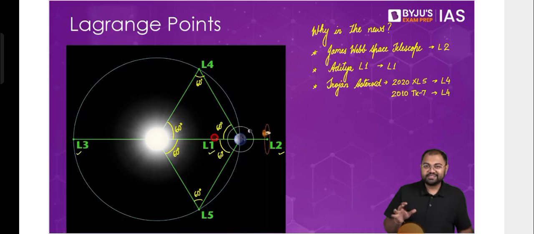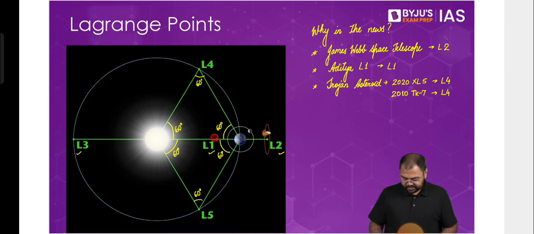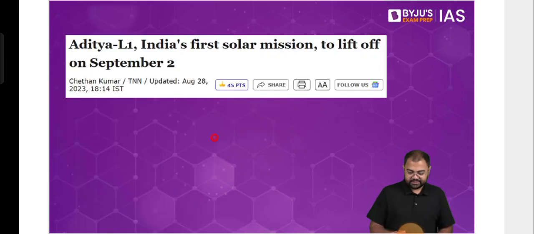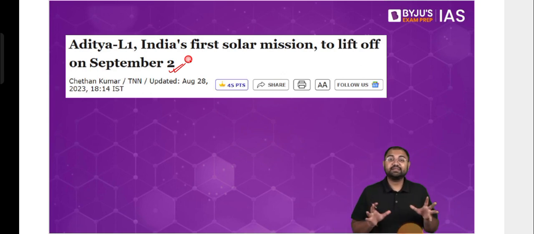Now, when it comes to Aditya L1, and this is going to be very, very important, what we know about Aditya L1 is that it is going to lift off on September 2, and it is going to be placed at L1. Why exactly are we placing Aditya L1 at L1? What is the basic reason here?